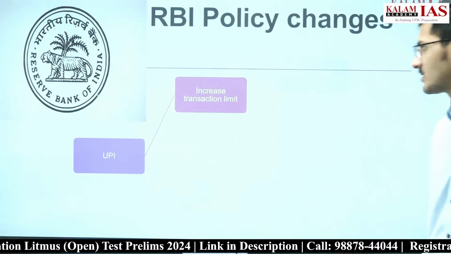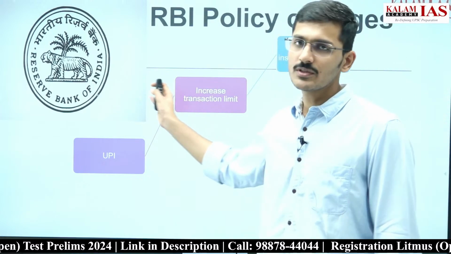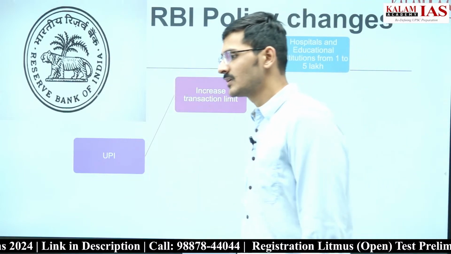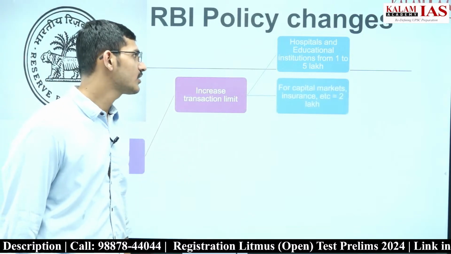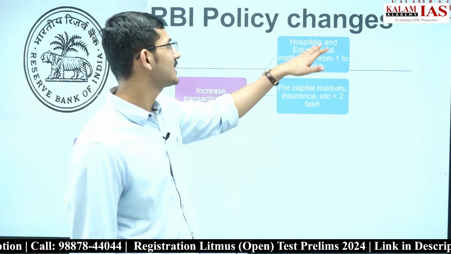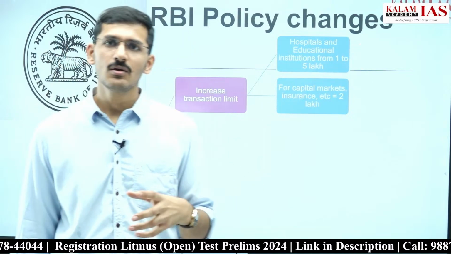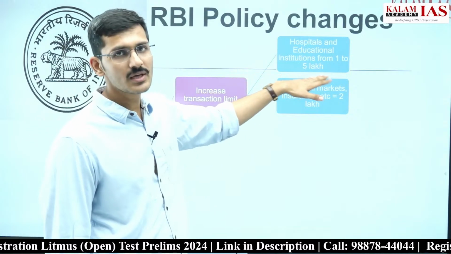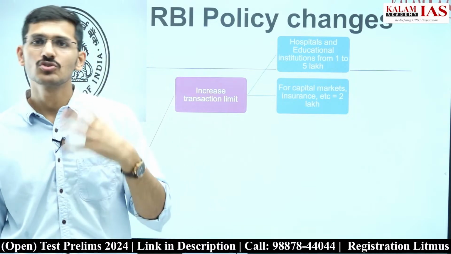Unified Payment Interface. Related to UPI, the policy change was an increase in the transaction limit. So, what are the increases in transaction limit done by the Reserve Bank of India? First, for hospitals and educational institutions, if I am paying money to any hospital or educational institution, then the maximum transaction amount can be rupees 5 lakh. Earlier it was rupees 1 lakh only, but it has now been increased to rupees 5 lakh.